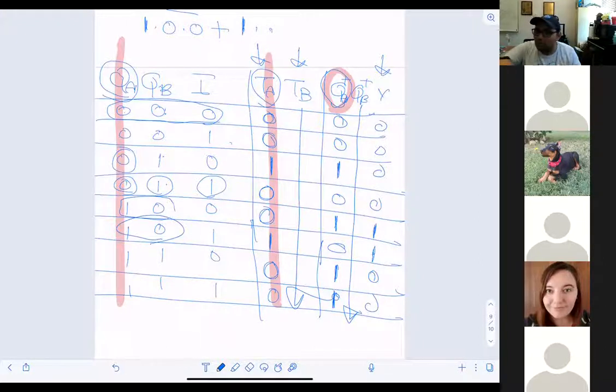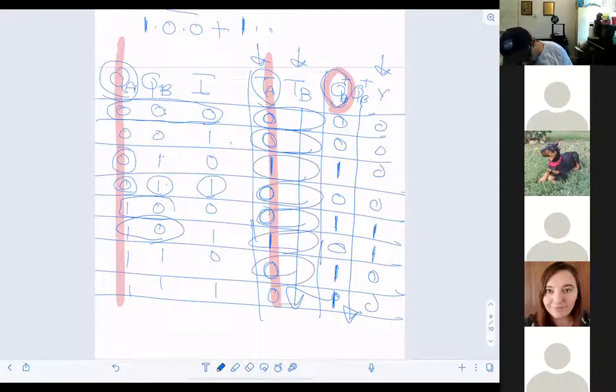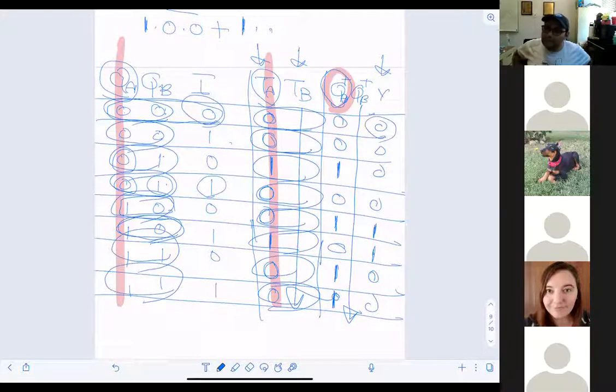So you can start drawing it. Here they're going to be the next state columns, and here is the present state, and here is the input, and here's the output. Make sense?